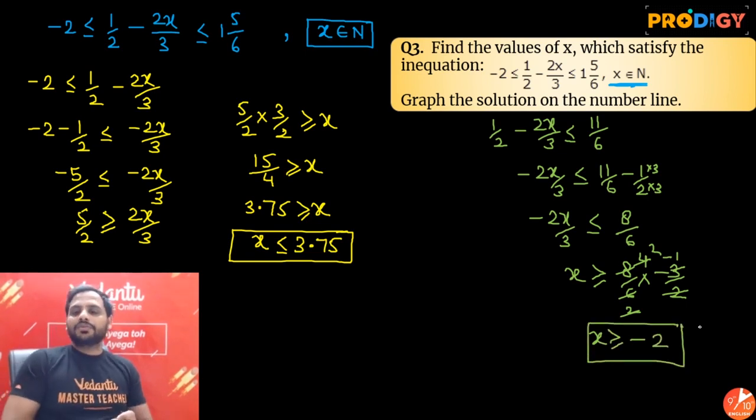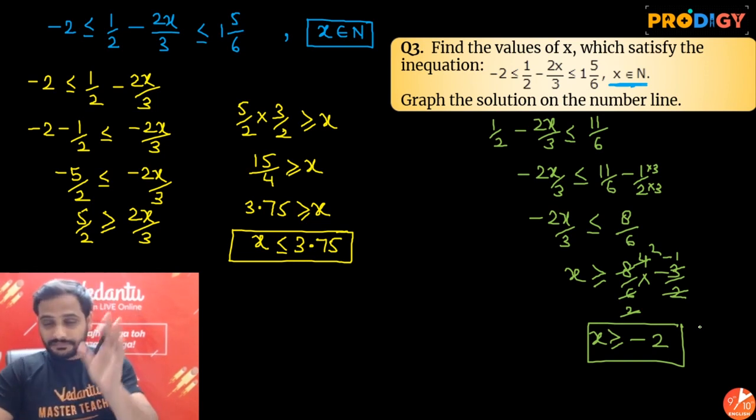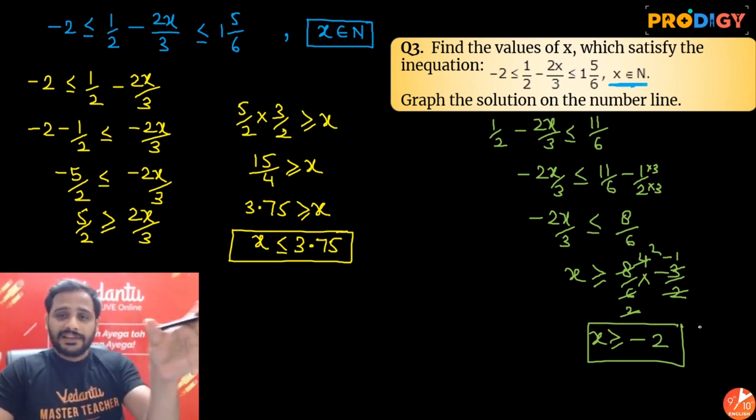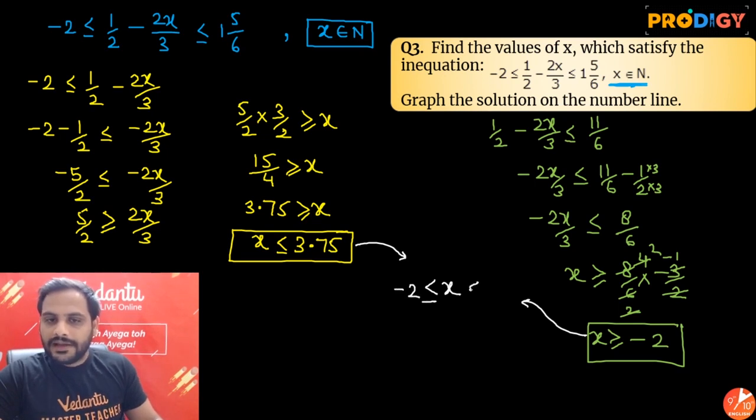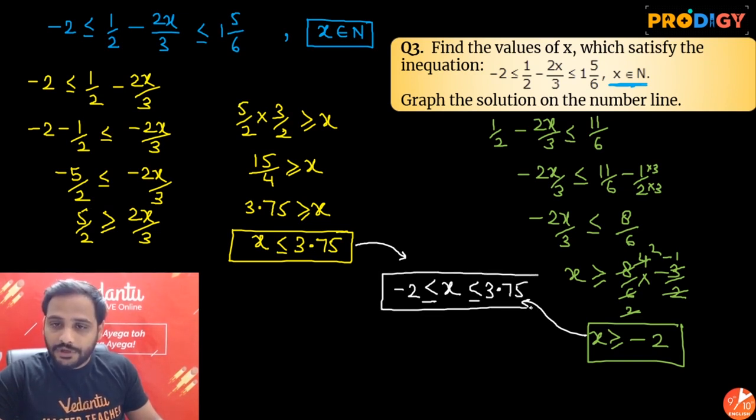These are my two solutions for both the inequations. If I combine these two, what will I be getting? I can say x is greater than or equal to minus 2, but x is less than or equal to 3.75. This is my solution.